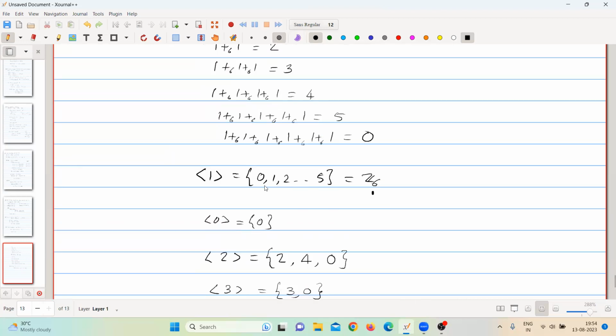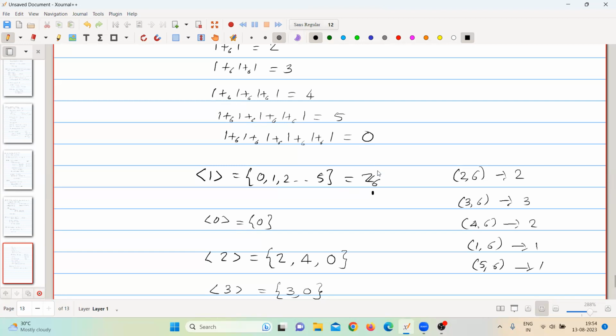Here you can see that 1 and 5 are relatively prime to 6, right? For 2 and 6 there exists a common factor 2, for 3 and 6 there exists a common factor 3, and for 4 and 6 there exists a common factor 2. But for 1, 6 and 5, 6, the GCD is 1. That is the exact reason why 1 and 5 generate Z6.